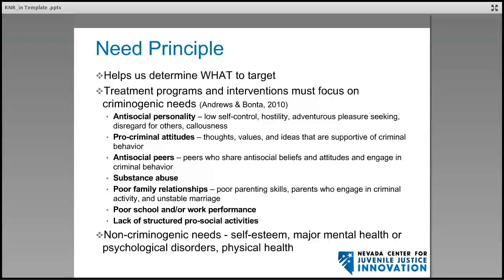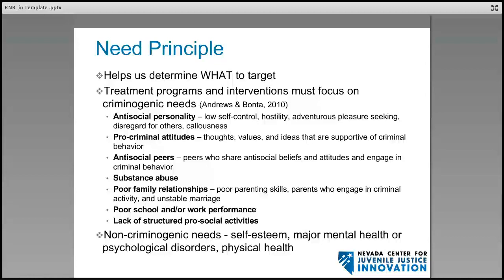Youth often have many needs that should be addressed, but it's important to recognize not all of these needs are associated with delinquent behavior. Research has identified 8 risk need factors, often referred to as the central 8, that are major predictors of delinquency.